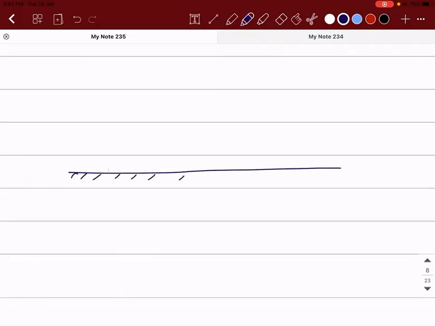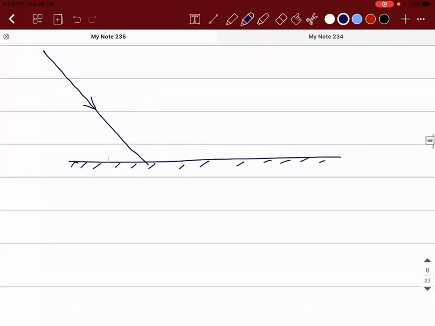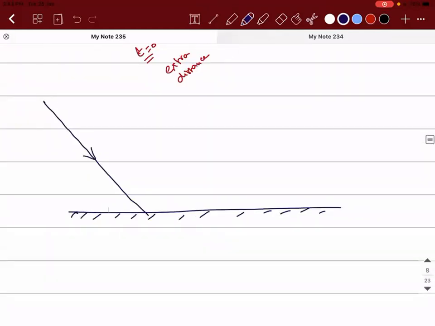Reflecting surface, first incident ray, and let's say this is the second incident ray. Okay, so by the time the first incident ray hits the surface, it would have started generating wavelets.